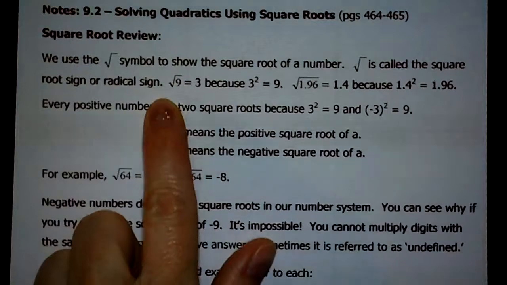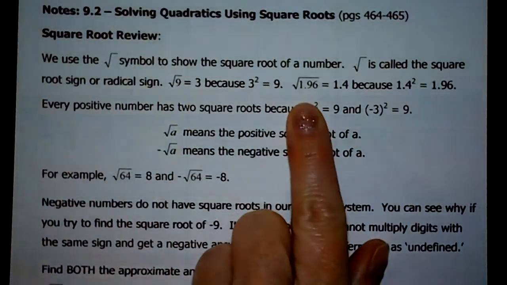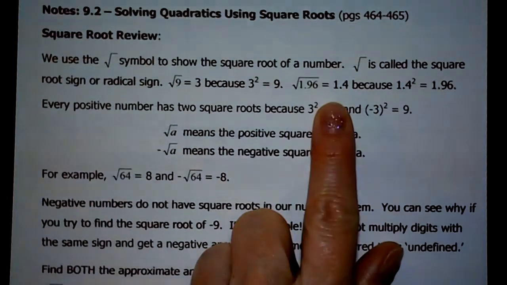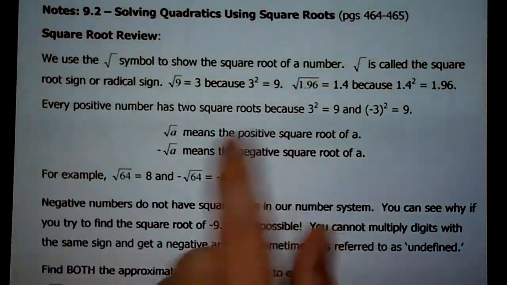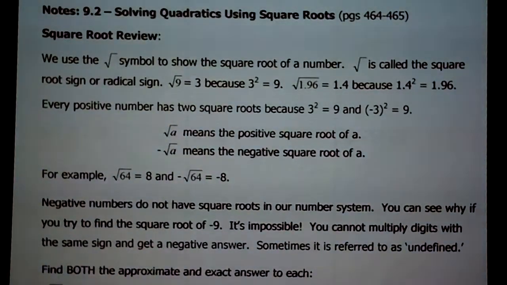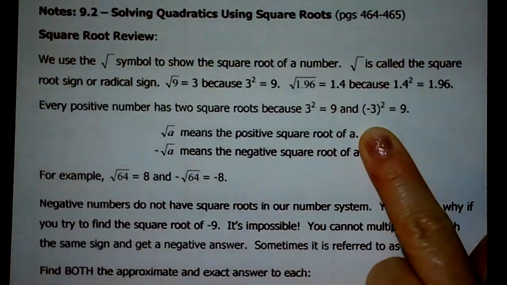So, square root of 9, it's 3 because 3 squared is 9. The square root of 1 and 96 hundredths is 1.4 because 1.4 squared is 1 and 96 hundredths. Every positive number has two square roots. Maybe you didn't realize this before. We haven't talked about it yet, but it's kind of introduced as we go. So you've learned this part, but maybe haven't really focused on this yet.